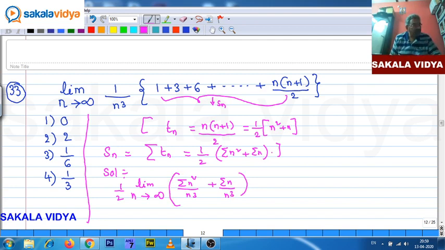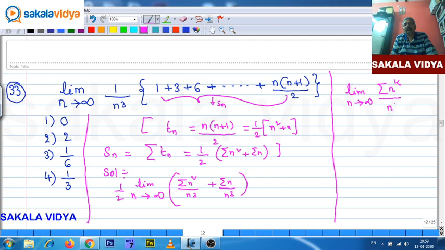So, now I explain one important shortcut to you, which everybody needs to remember. Limit n tends to infinity, sigma n to the power of k by n to the power of k plus 1 is 1 by k plus 1.